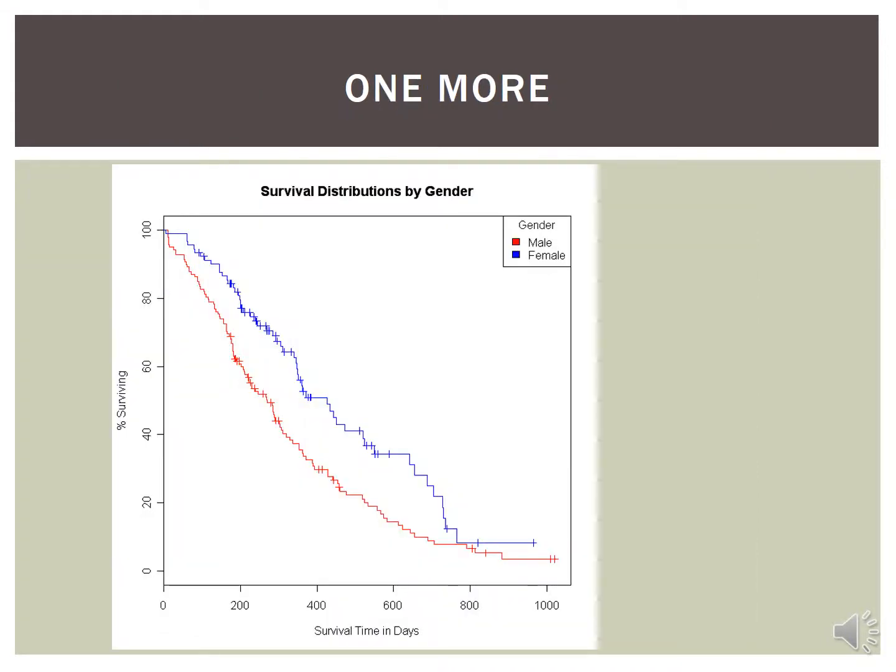Here's another one looking at survival distributions by gender, and you can see that it's percent surviving on the y-axis and survival time in days on the x-axis. So if you looked at the study at the end of it and just looked at yes or no, how many people died, I don't know that you'd see a significant difference between men and women, but at every point along the time, there were more women alive in the study. It took them longer to die as a group. And so, again, this is just an interesting way of looking at data that's time dependent to see if there's a difference between the two groups.